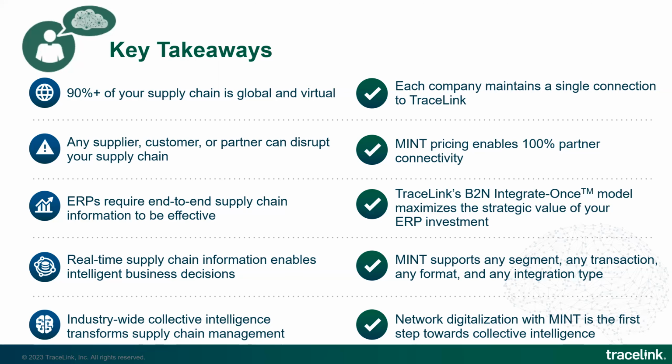Our integrate once model allows you to get more out of each connection. So you have one connection to TraceLink, and we can establish the TraceLink to your partners to maximize the value that you're getting out of your ERP by being able to bring more data into it. Getting the data in real time really helps you make better decisions from a business perspective. And, as I mentioned, we support whatever format the partners need. If we need to, we will create the map to their format, and we will integrate to any system.